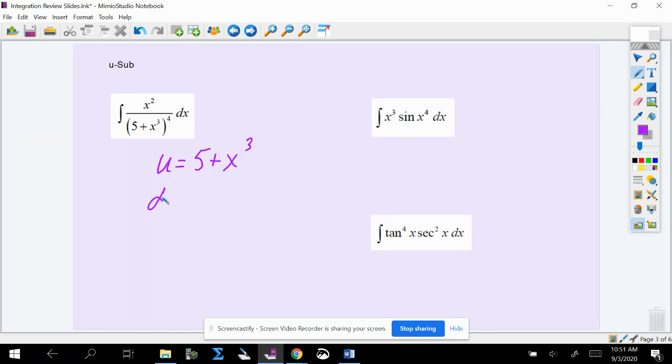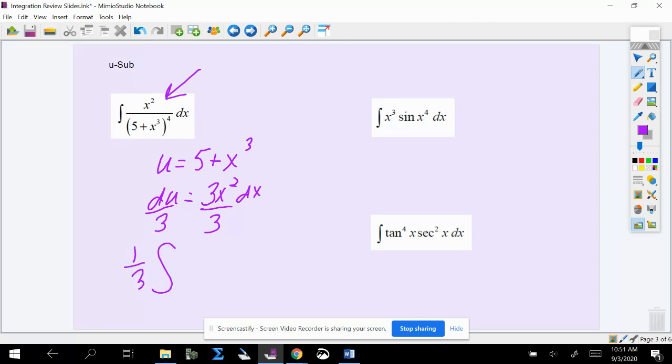Your du is going to be the derivative of that. And then what we had to do to determine adjustment is look at our du and look at our original integral and see, well, what's there, what's not. We don't have the 3, so we're going to divide both sides by 3. So we say that it's a 1/3 adjustment.